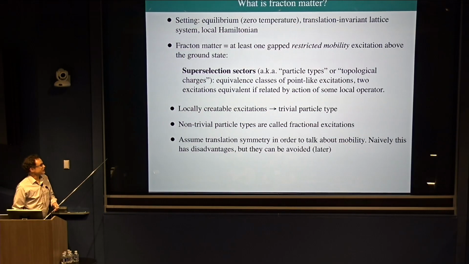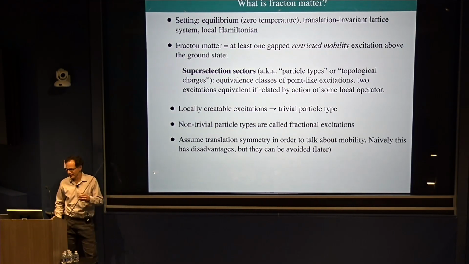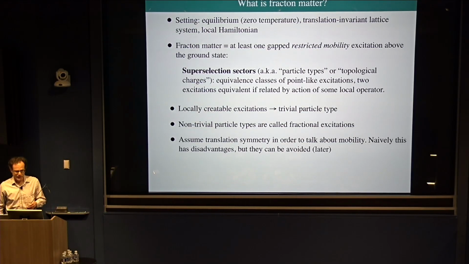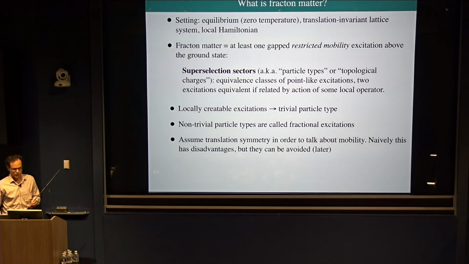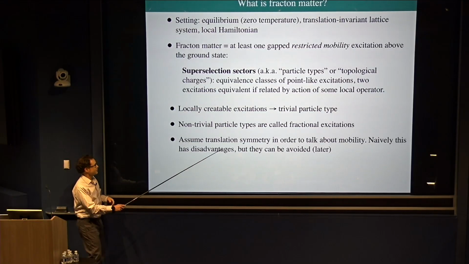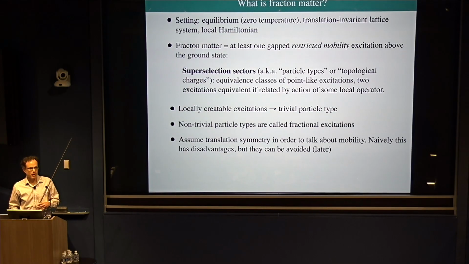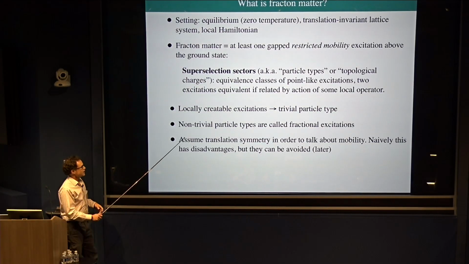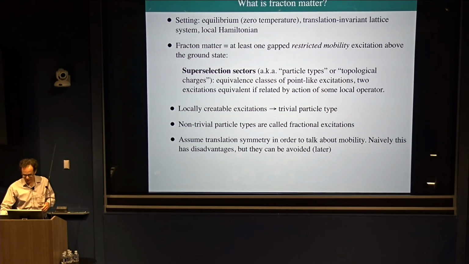In order to give a definition of that, we have to talk about the notion of superselection sectors, also called particle types or topological charges sometimes. These are equivalence classes of point-like excitations above the ground state, where two excitations are equivalent if one can be transformed into the other by acting with some local operator. There's a trivial particle type, which is all of the excitations that you can make locally out of the ground state. And any particle that has a non-trivial type, that's what we call a fractional excitation, like anyon excitations, as, for example, Michael was discussing in his talk.